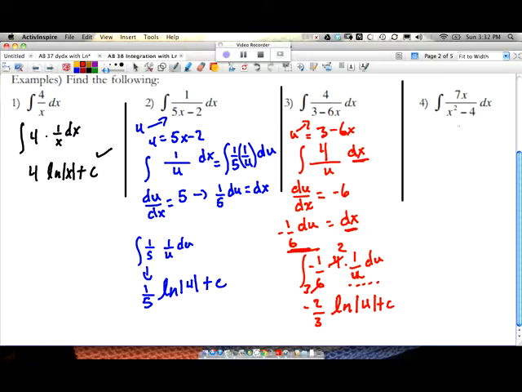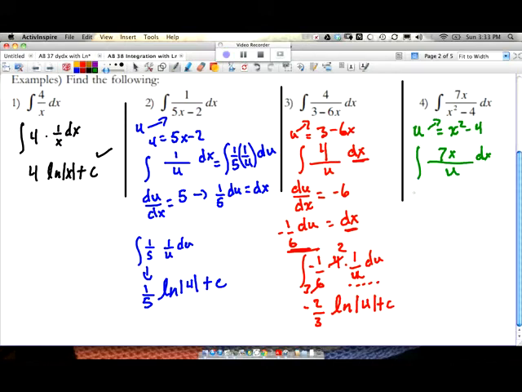Alright, continuing on here. Slightly more complex in the layers, but same application as what we've been doing so far. u is this bottom term, so u equals x squared minus 4. Now when I make this substitution, I'm going to have 7x and a dx and u. So I've got to get rid of this x and dx and maybe the 7 too. Let's see how we can work our way around that.